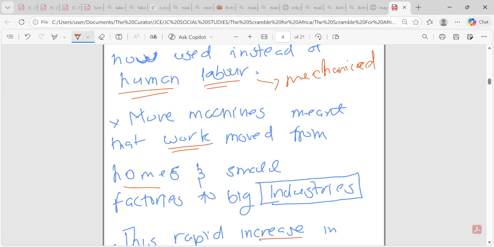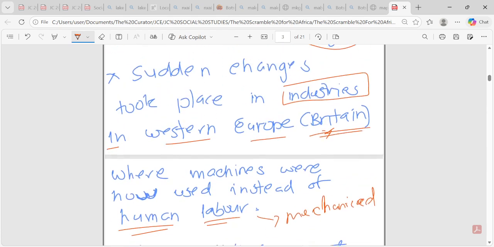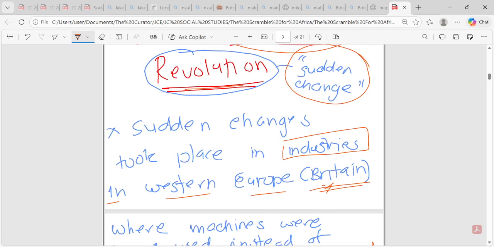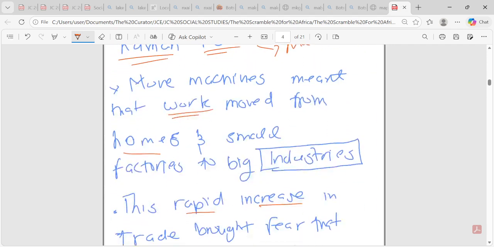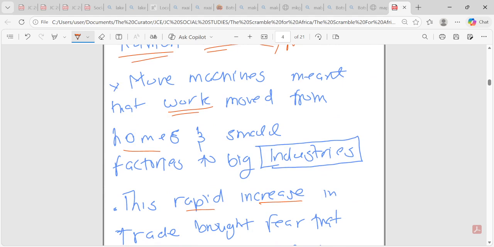So, where are we currently? We are talking about the Industrial Revolution, which led to the scramble for Africa. Something was brewing in those European countries. They introduced machines to their trade, and that led to work being carried out in factories, in big industries, instead of homes and small factories.